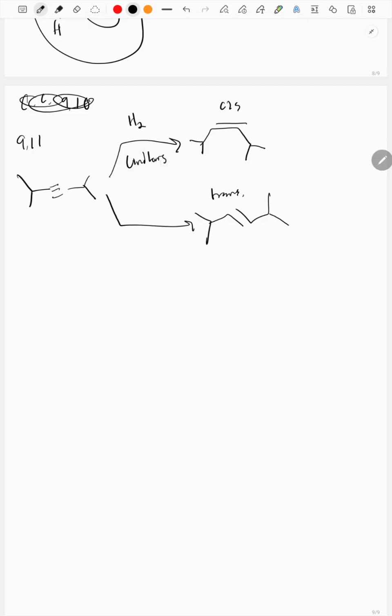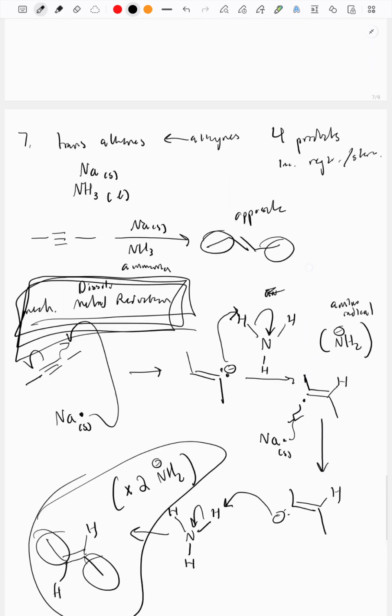We won't use H2 and Pt/Pd because that won't stop at the alkene; it will reduce it into alkanes, which is too strong. For trans, we want solid sodium and ammonia in liquid form. That's very important. Okay, so we covered point number 7.